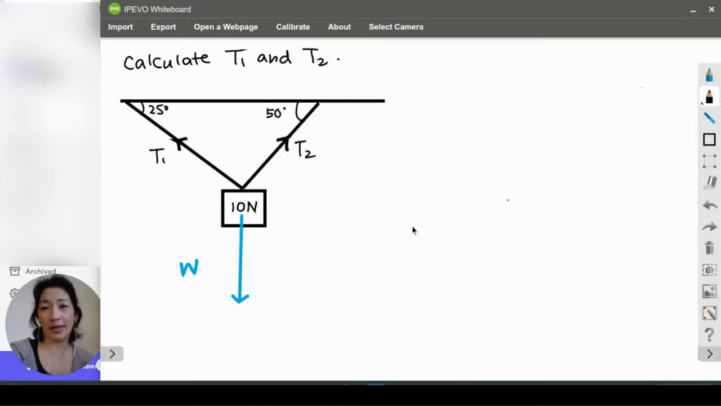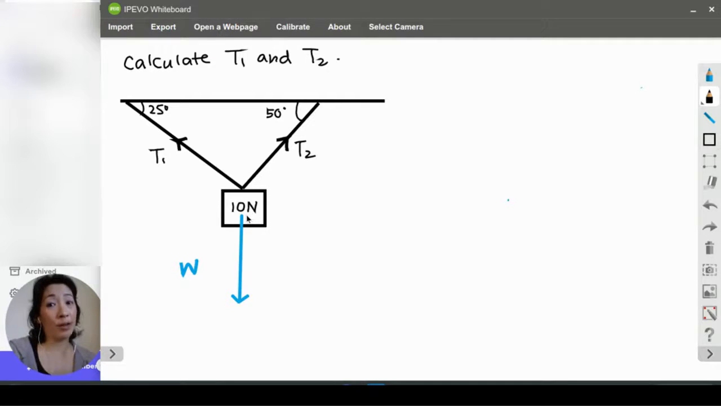If we take a look at this diagram, you can see in this situation, we have an object that's 10 Newton weight suspended by two strings which are tied at angles that are not equal to each other. I've also added a blue line here to indicate the direction of the weight. And as you can see, the weight is acting from the center of mass of this object. So in this question, we need to calculate T1 and T2.